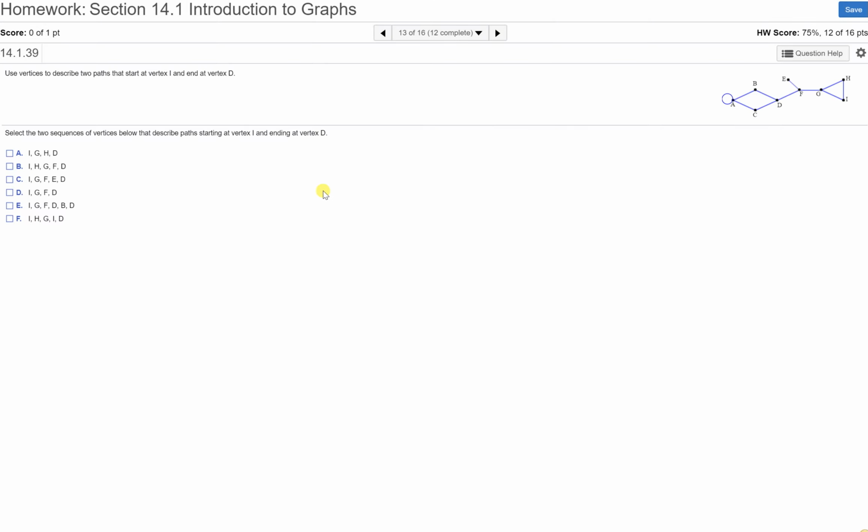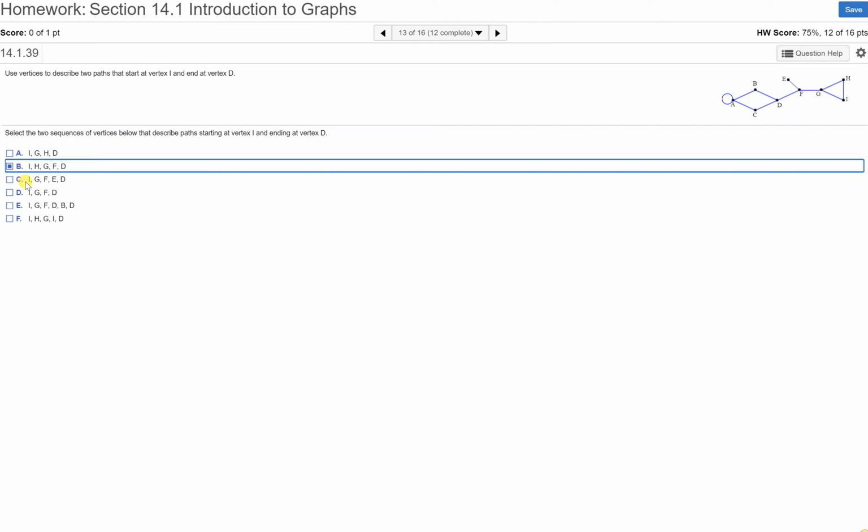All right, let's see. Use vertices to describe two paths that start at I and end at D. So it starts at I. I, G, H, D is impossible, so it's not A. I, H, G, F, let's see. I, H, G, F, so far so good, and then D. This is good. I, G, F, E, and then it says go to D, which is not possible. I, G, F, D. Yep, that's good.